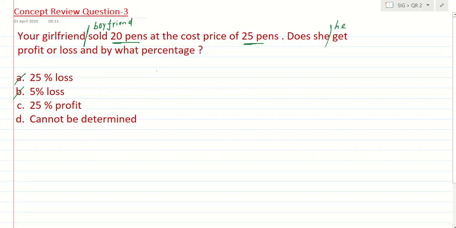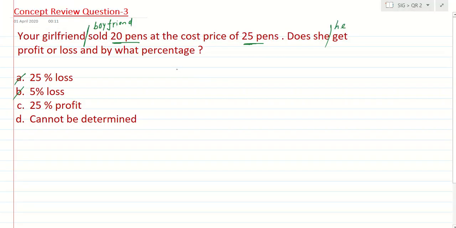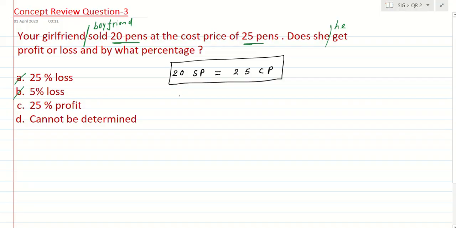So can I write it in the simplest way? I need your concentration completely on the screen, everyone. 20 SP, SP means selling price, must be equal to 25 CP. Any doubt? Super. Now can I say SP equals 25 divided by 20 CP?